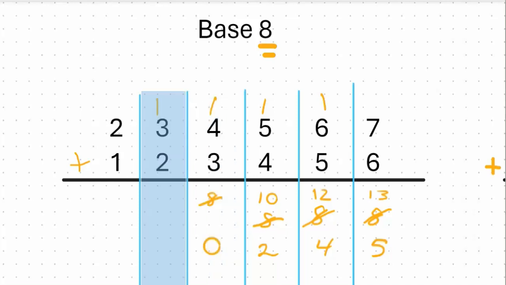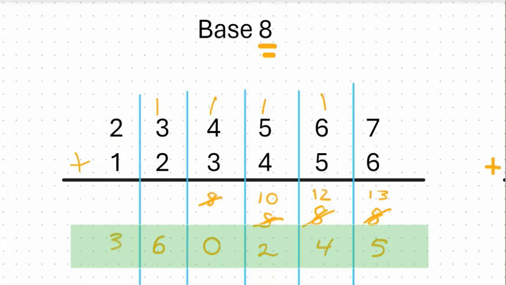3 plus 2 is 5, plus 1 is 6. There is no 8 in there. And 2 plus 1 is 3. And that's how you do octal base 8.